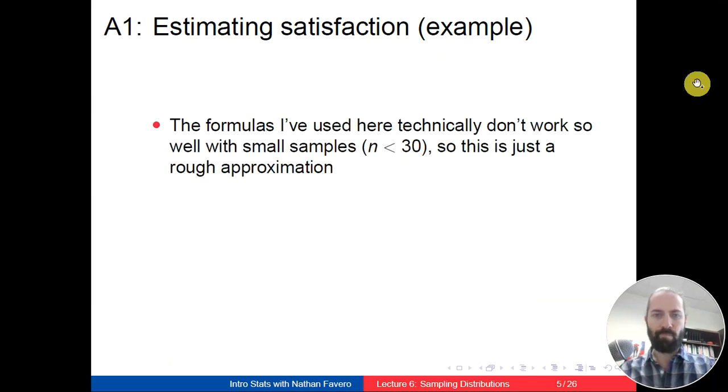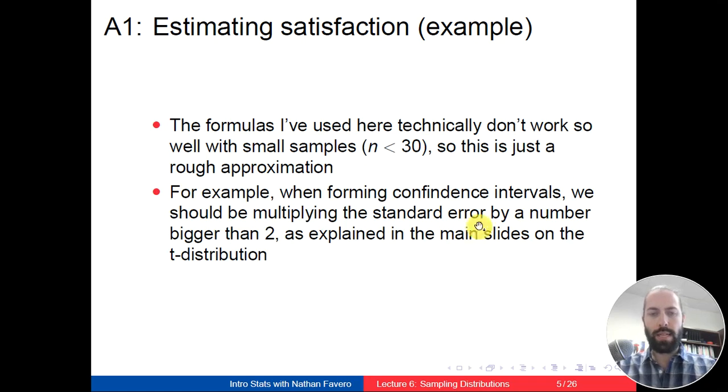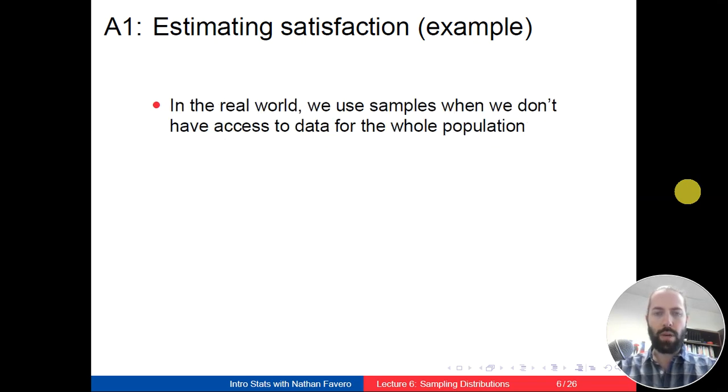Now, a couple notes. Technically, the formulas that we just used aren't going to work so well with a sample smaller than 30. So this is just an example, a rough approximation. If we really wanted to be rigorous, we would need to use the t-distribution as we talked about, and we would need to use a number bigger than 2 when we calculated our confidence intervals. So the formulas we used work well with large samples, and we're applying them here with a small sample just for the sake of illustration, but technically this wouldn't be the way that we'd want to do it.